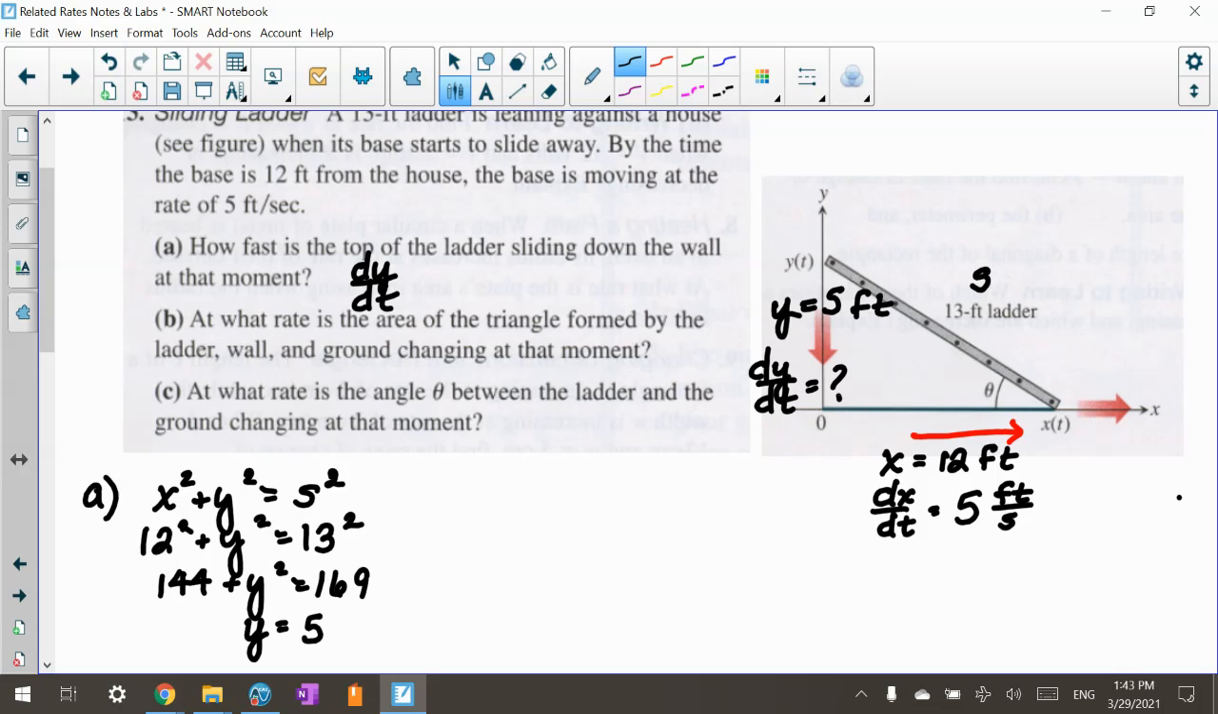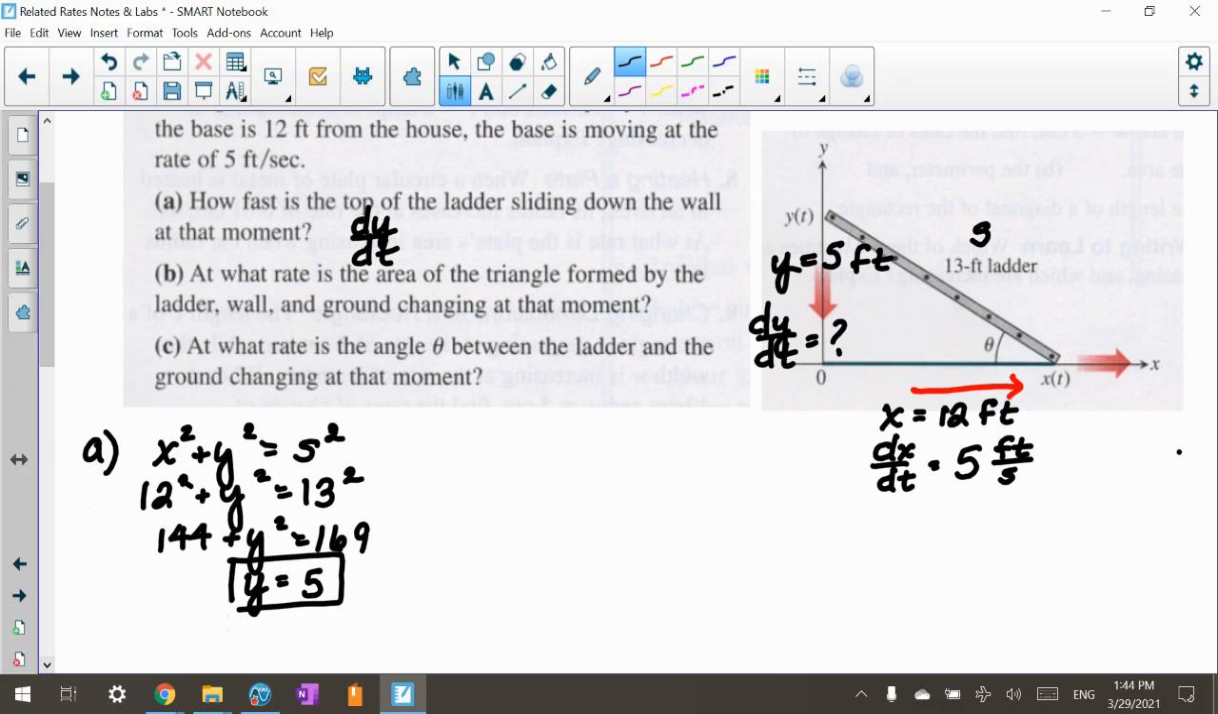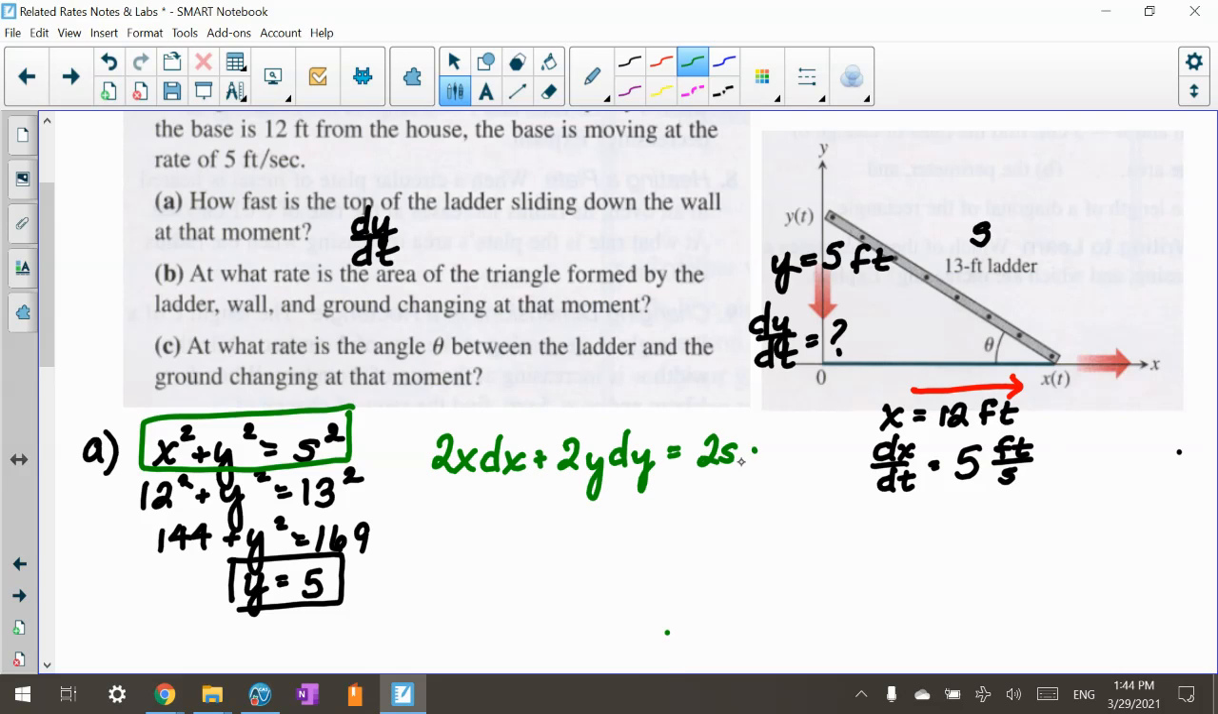Okay, so the relationship is the Pythagorean theorem. We've done this quite a few times. And a lot of times people are like, okay, what do I do now? I just found that at the moment the base is 12 feet away, the ladder is down to 5 feet on the wall, but I still have to do the relationship of my rates. Okay, so let's do that. I'm going to use a different color here. So I'm going to use this main one right here, and we are going to do our derivative. So I'm going to do 2x dx plus 2y dy equals 2s ds.